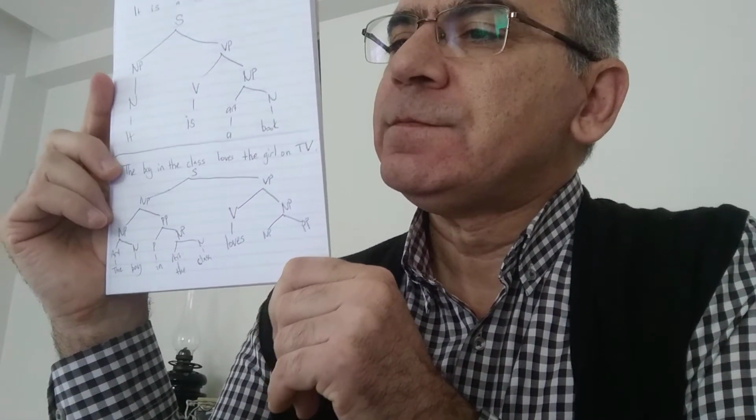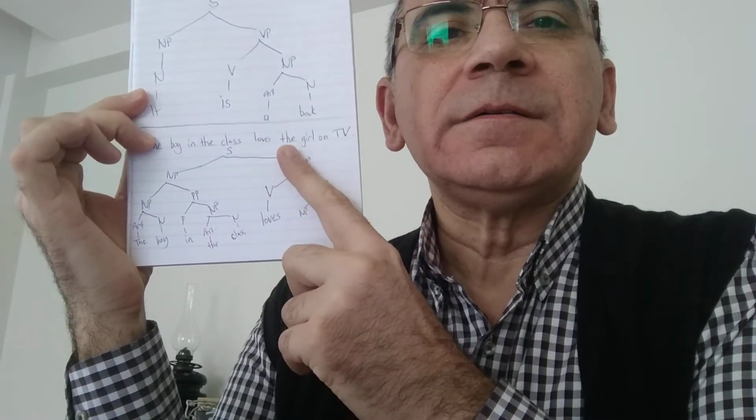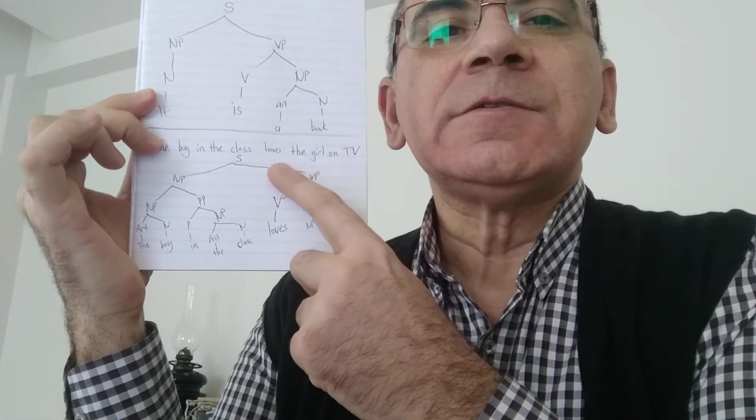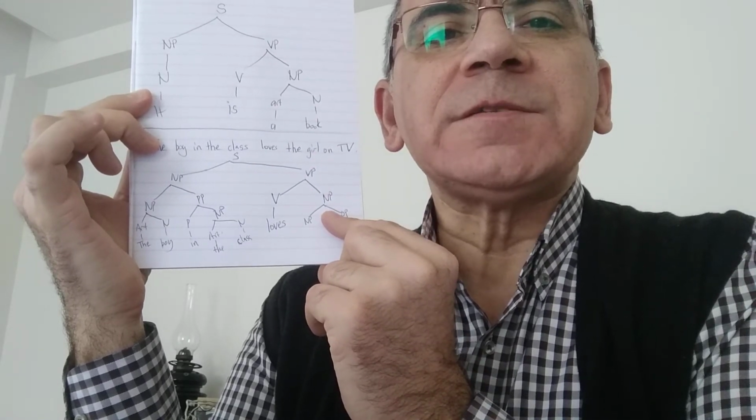So, the girl on TV is a noun phrase. Okay, we divide the noun phrase into two. Noun phrase and prepositional phrase. See? Okay, so the girl on TV. The girl on TV part is the noun phrase part.